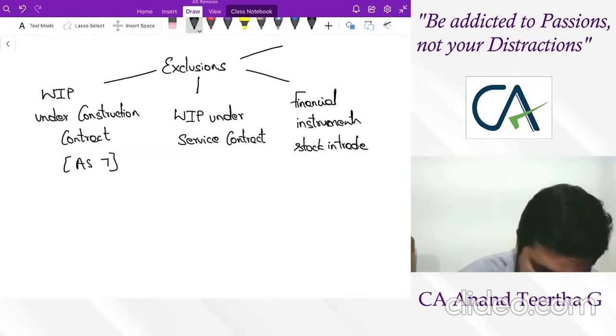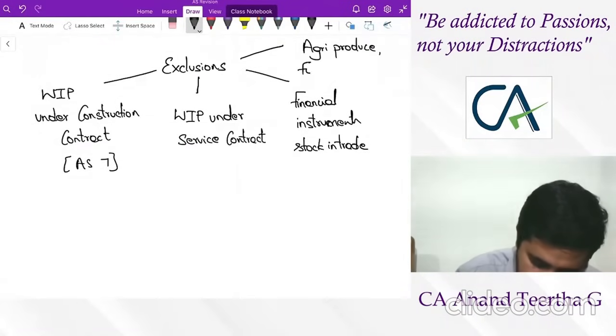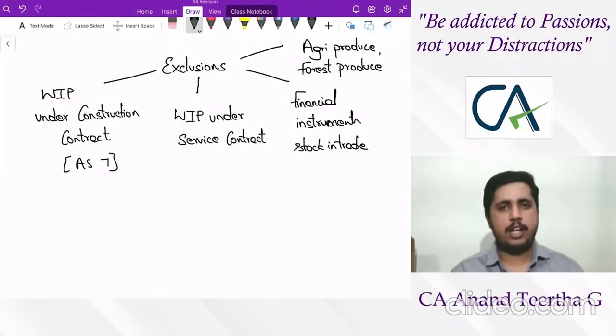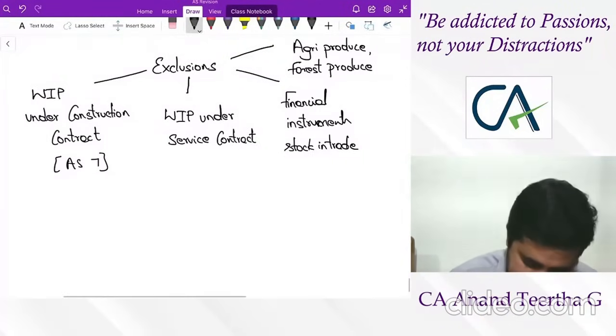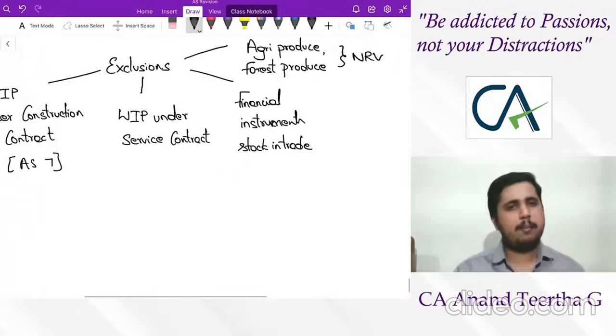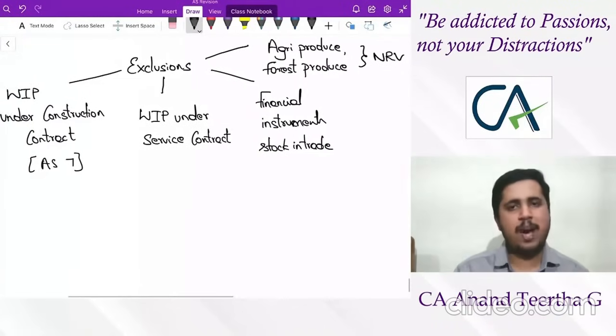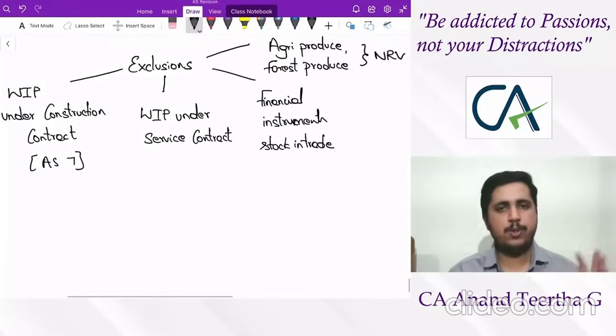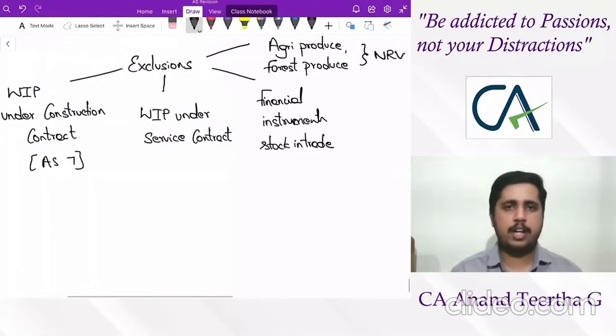Fourth one, if there are any agri products, which is agricultural produce, forest produce, etc., it is again excluded. Now, what is the reason why agri produce, forest produce and all are excluded? Because these things are always valued at NRV. So there is a normal trade parlance where it is always valued at NRV and accordingly they are going to value these products. So these four items are not covered under the provisions of AS2.